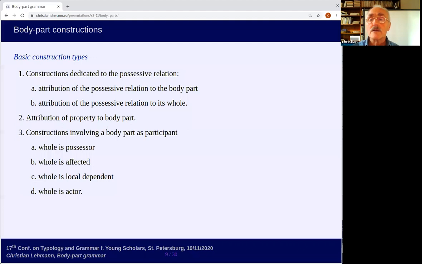The first distinction to be made is between constructions that are exclusively devoted to the possessive relation contracted by a body part term and such constructions which, although integrating a body part term, do not focus on its possessive relation, but rather somehow accommodate it or even neglect it at the level of grammatical structure. The former constructions are concerned with attribution of the possessive relation to either the body part or its possessor. The latter constructions are again subdivided by the criterion of the function of the body part term vis-a-vis the predication, because it may simply be the subject of a predication that attributes some property to it, or else it may have some participant role in a more dynamic situation.